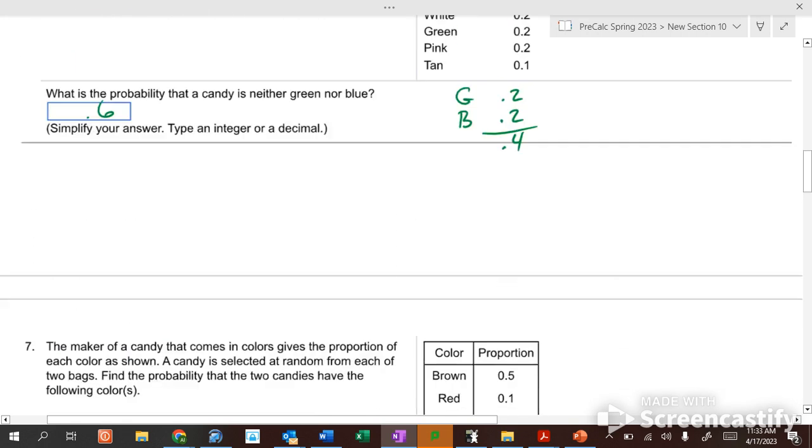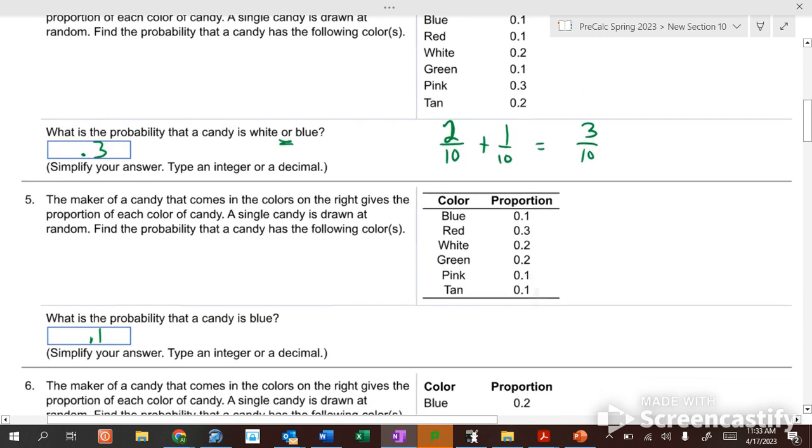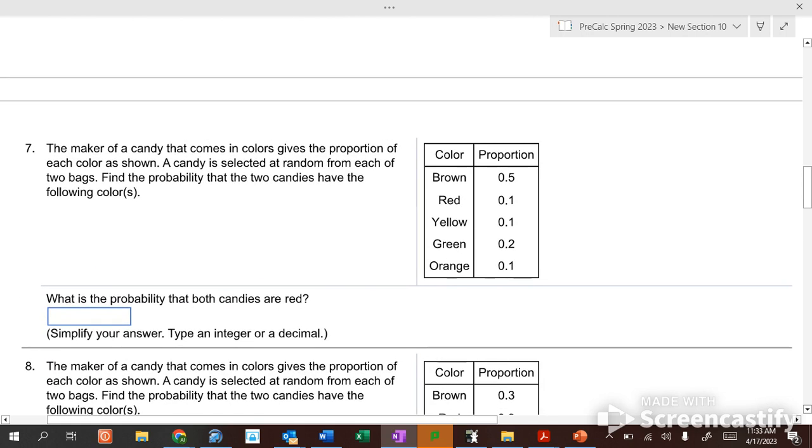So now you're going to draw two of them, because up here we're only drawing one. Okay, so now we're going to draw two. You're going to draw a candy out, and then you're going to draw another candy out, and you're not going to replace it. What's the probability both candies are red?